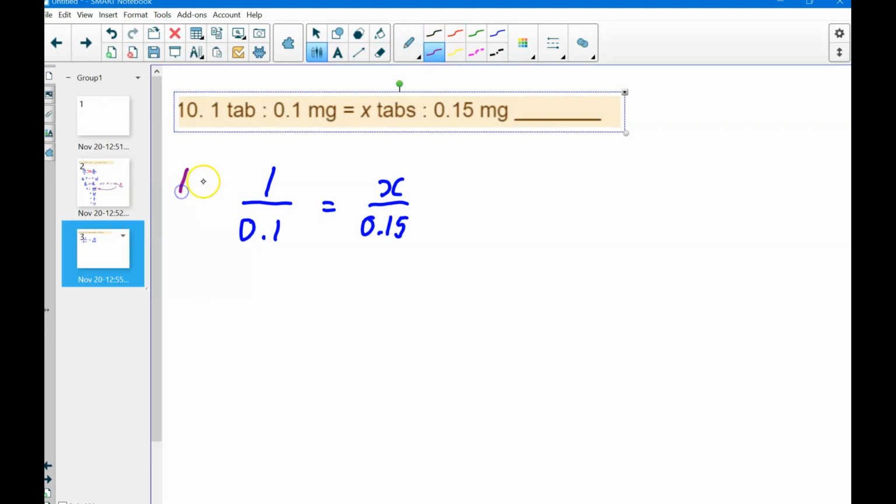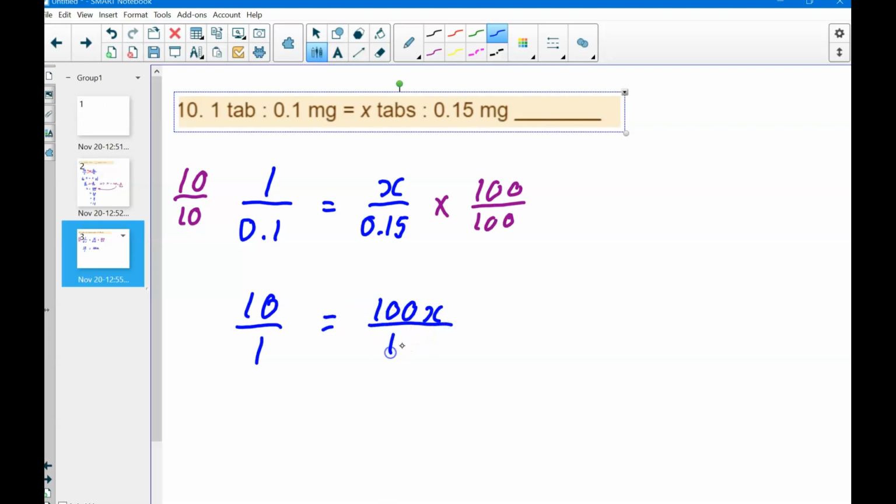This side, multiply by 10 over 10. That turns this into 10 over 1. On this side, multiply this side by 100 over 100. And then we have 100x over 15. Decimals are gone.